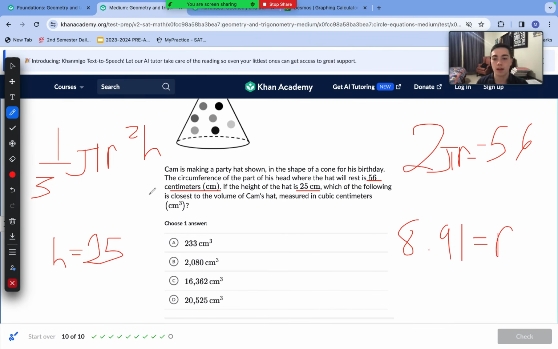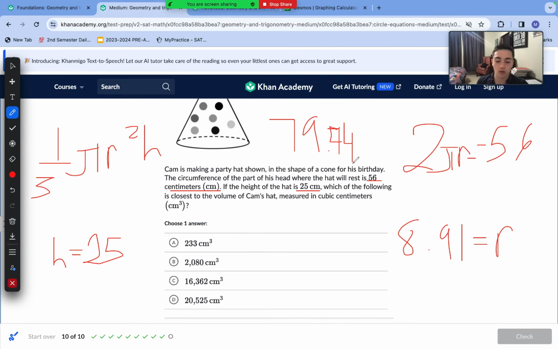First step is going to be squaring our radius. 8.91 squared is approximately 79.44. So we have 79.44. And then we are going to multiply that by the height. That times the height is approximately 1,985.9. Now we're going to multiply by pi again.